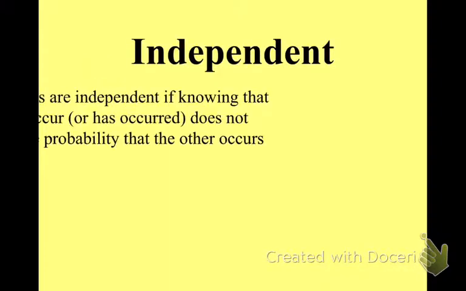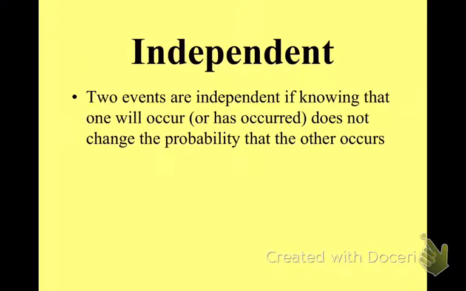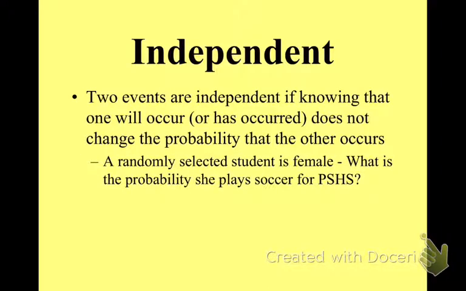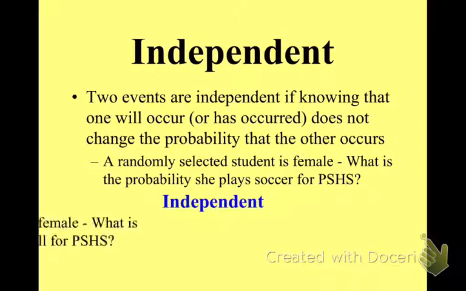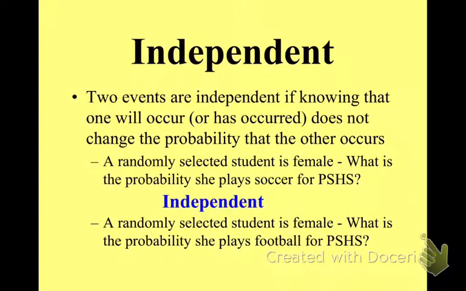An independent event: two events are independent if knowing that one will occur does not change the probability of the other occurring. So an example could be, a randomly selected student is female. What is the probability that she plays soccer? They're independent events because being female and playing soccer, the probability does not change.